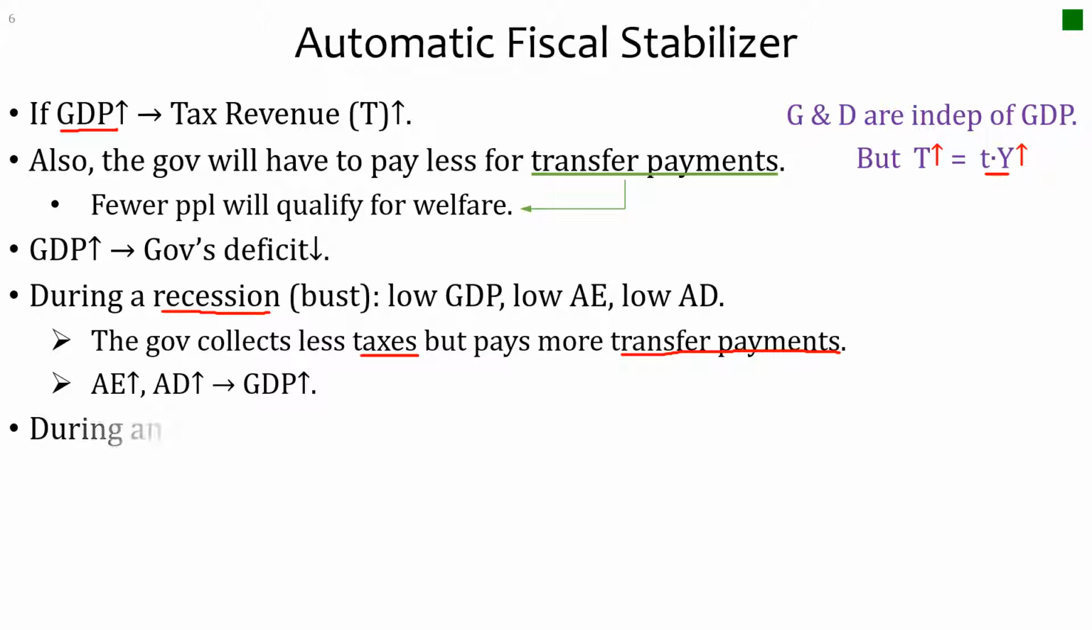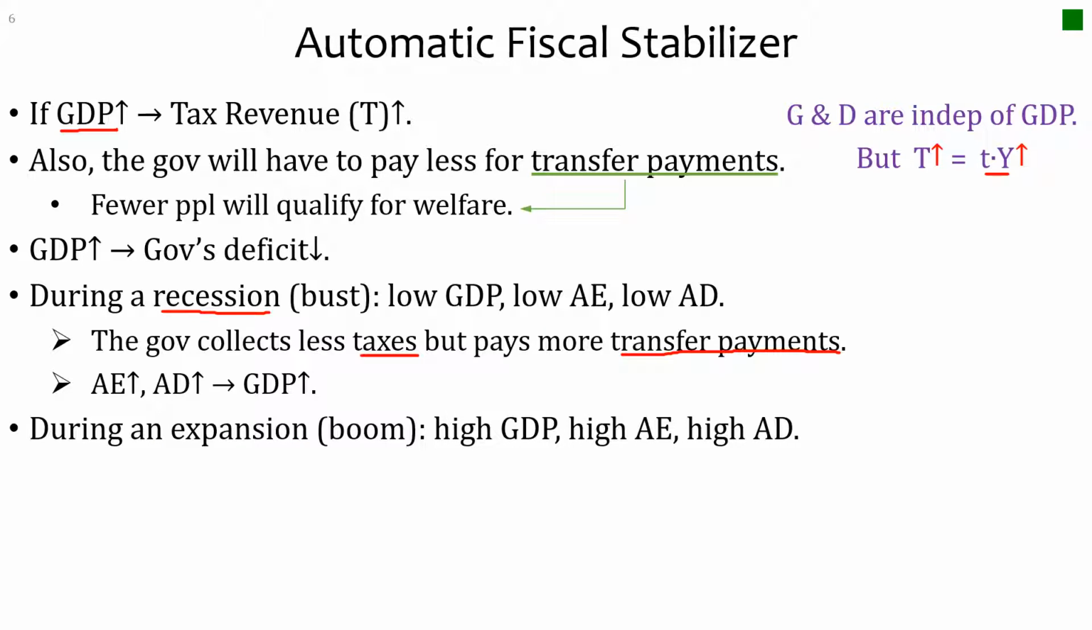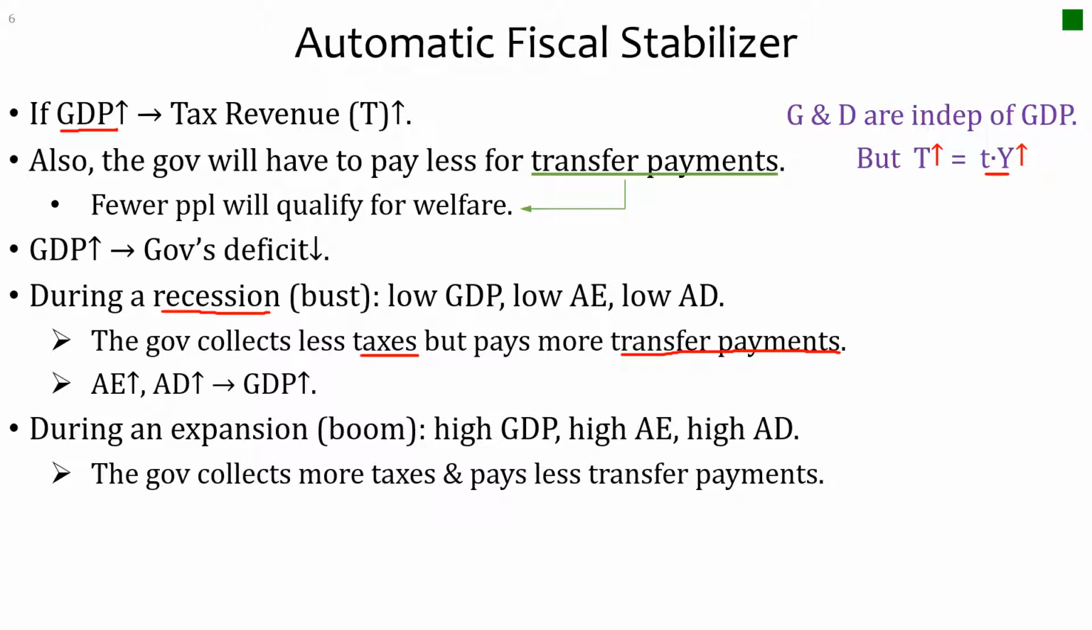During an expansion, which is also called the boom, there is high GDP, high aggregate expenditure, and high aggregate demand, exactly the opposite of a bust. The government collects more taxes and pays less transfer payments, so more people are qualified to pay taxes, fewer people are qualified to receive transfer payments. So aggregate expenditure is going to shrink a little bit, aggregate demand is going to shrink a little bit, and GDP is going to shrink a little bit.